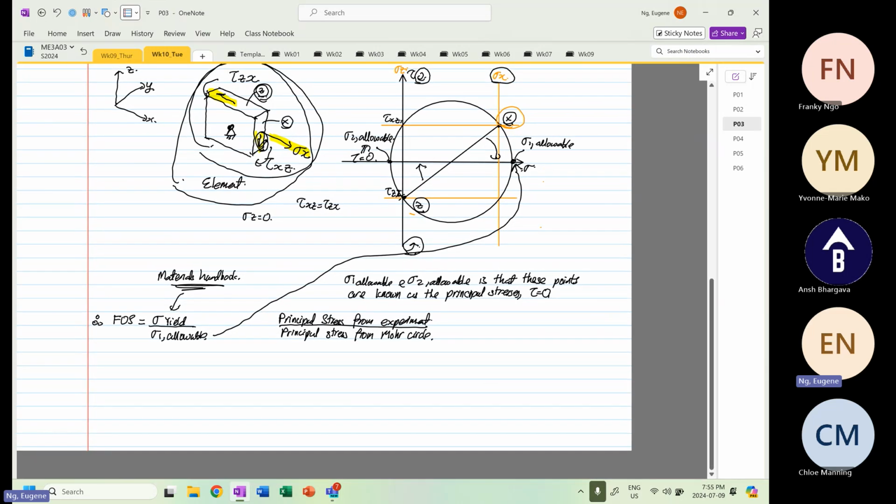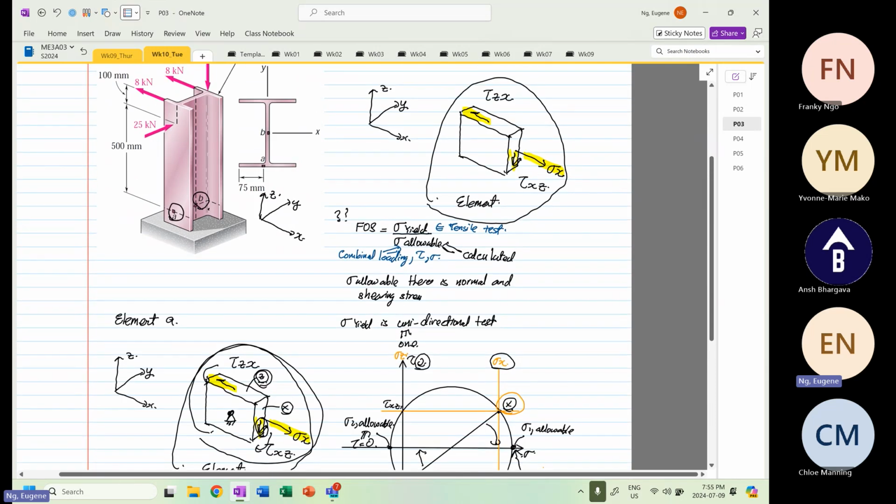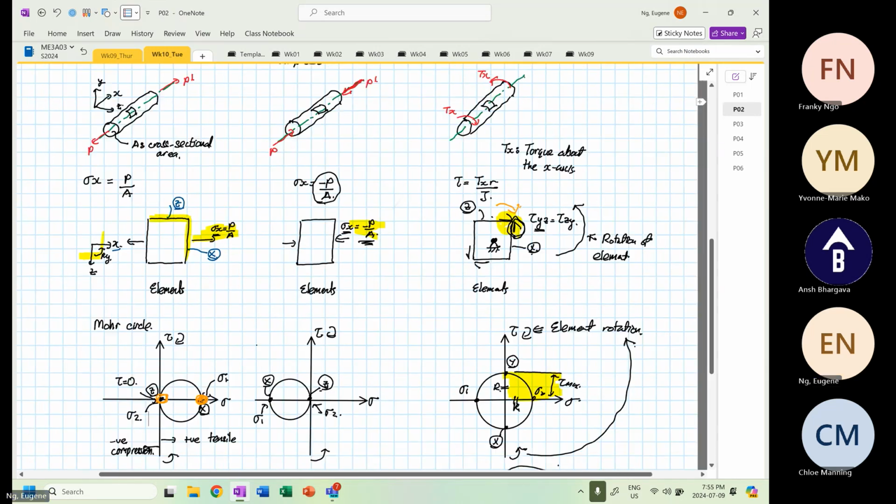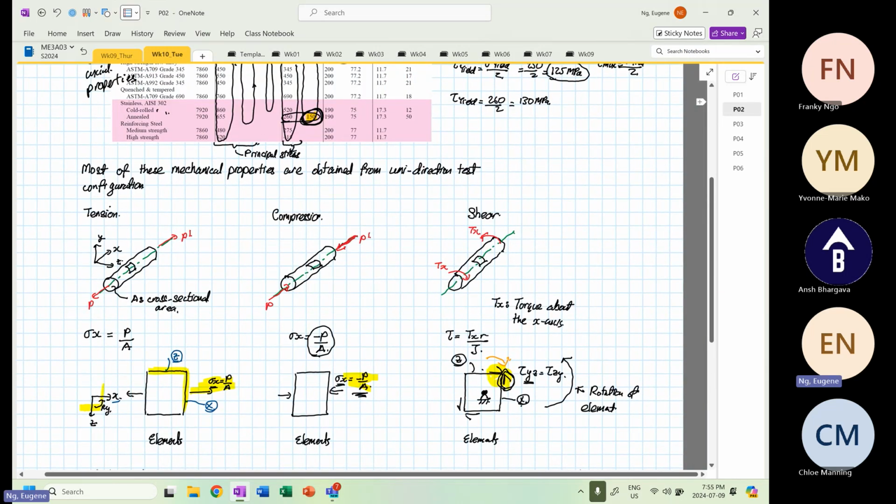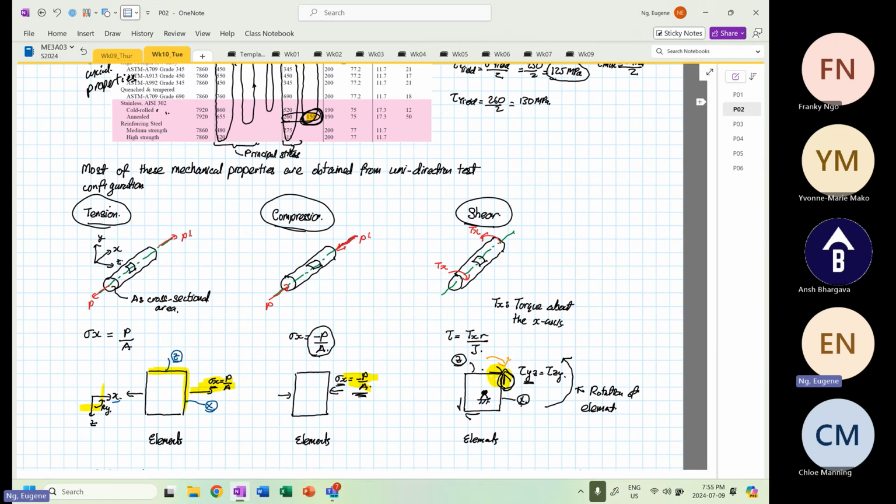Why do we have to do that? Because in the material handbook, as you can see, the testing is done either in tension, or in compression, or in shear. They don't do it in what? Two directions. They only do it in one direction.